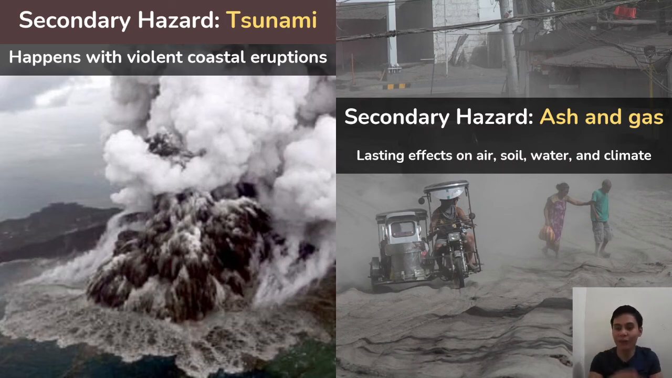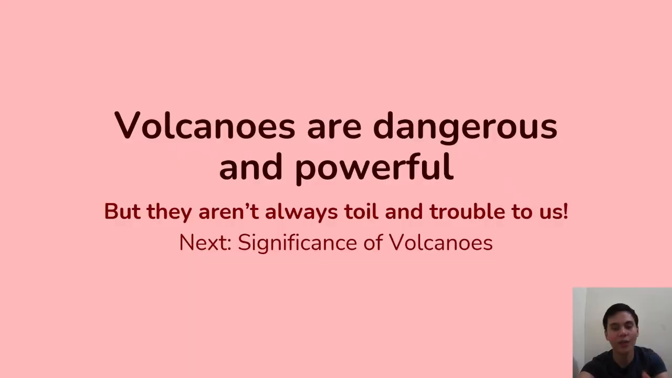Now, this ash and volcanic gas can have very lasting effects on the air quality, so the respiratory systems of people can be affected, on soil quality, so agriculture, water, because the water can be contaminated by the ash, and climate because of the ash particles and gases in the air. So these secondary hazards, even though they're called secondary, they're not necessarily lesser hazards. They're just not always expected in an eruption.